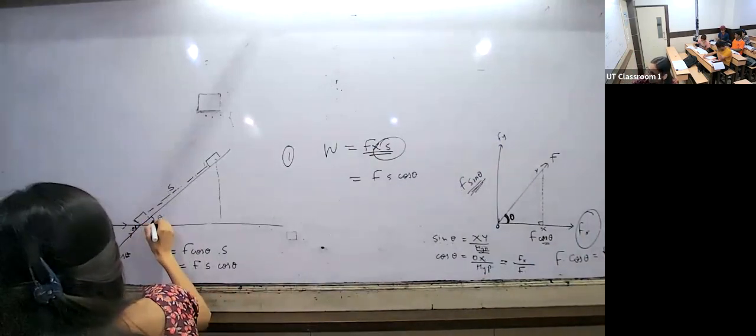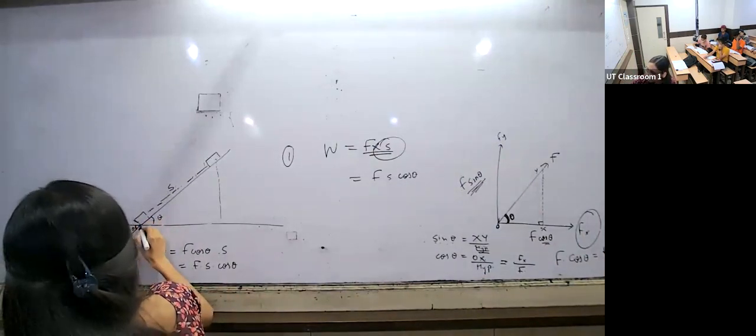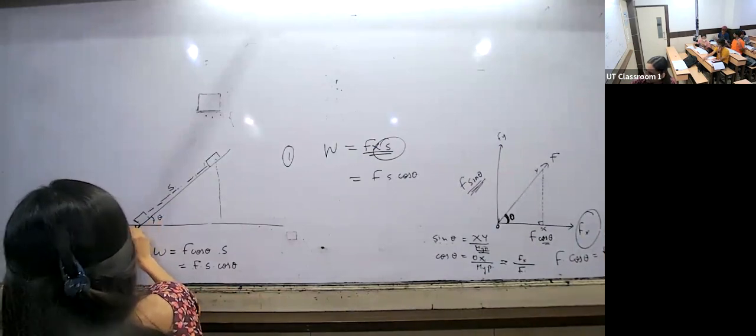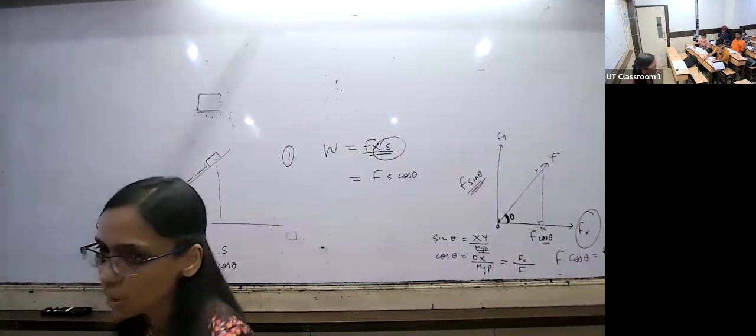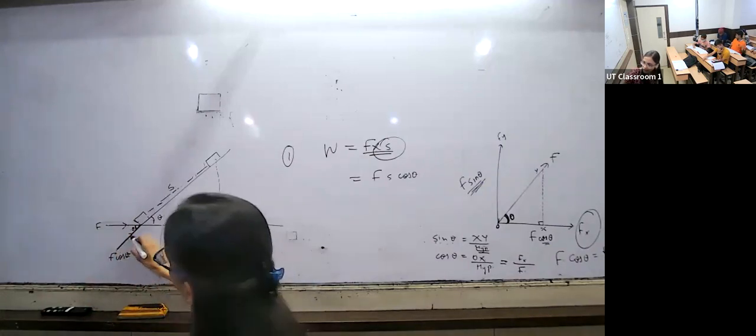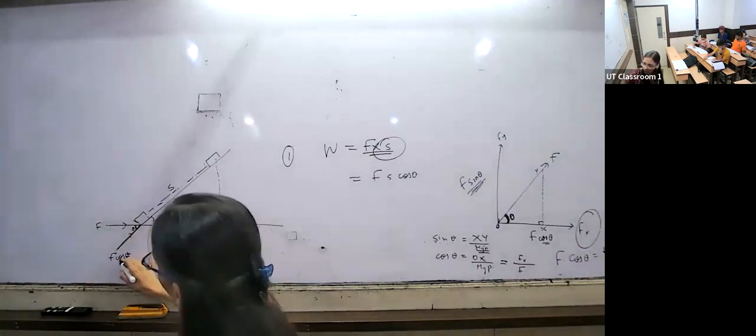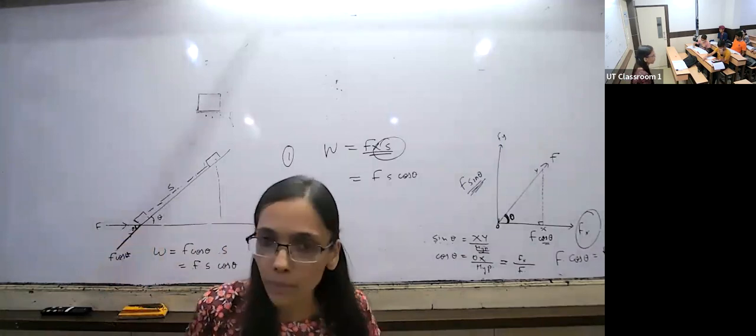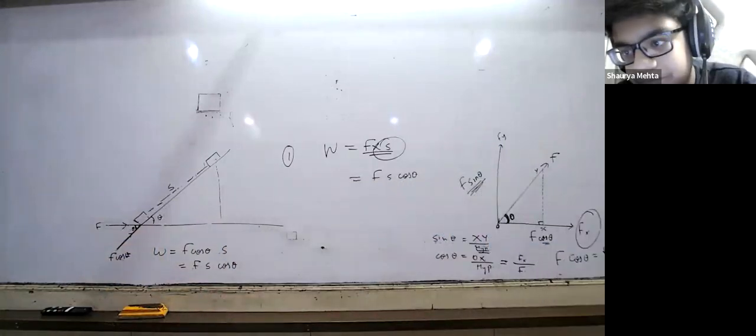I looked at the theta component and saw that it is a vertically opposite angle. And the force is in this direction. The arm which is adjacent to the theta becomes the cos component. So F cos theta. Okay. Alright.